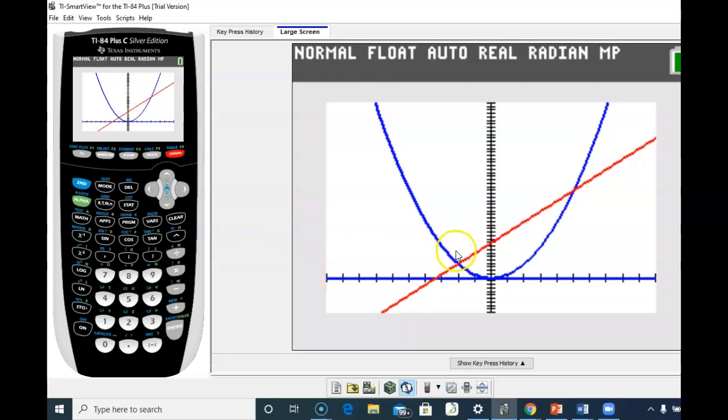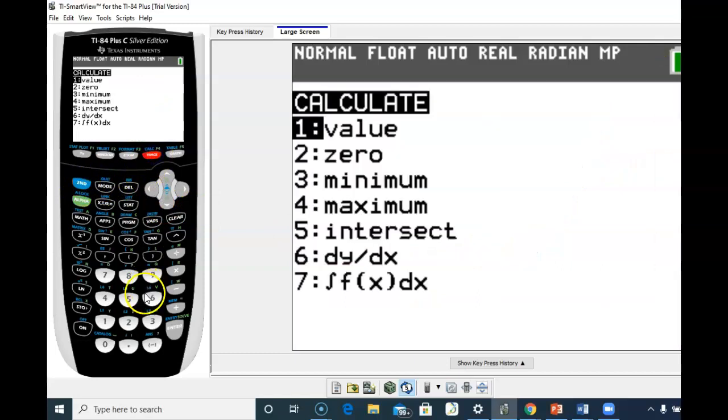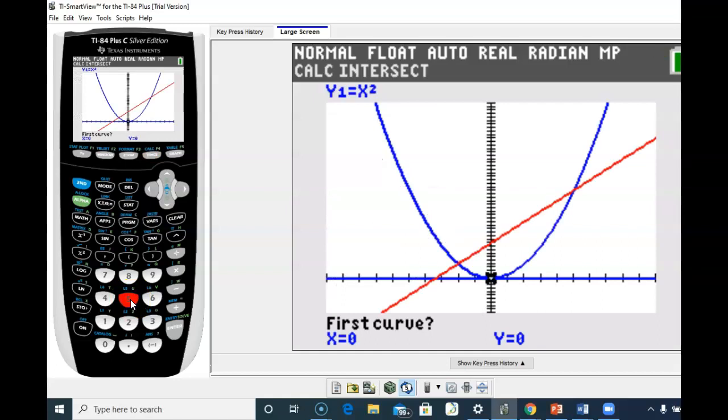Okay, so we see that we have 2 points of intersection, and we're interested in where x squared is less than or equal to 3x plus 10. So when we look at this, we've got to find these points of intersection. So I'm going to do second, trace, and our point of intersection, and our first curve, press enter, our second curve, press enter. And I'm actually going to type in my guess.